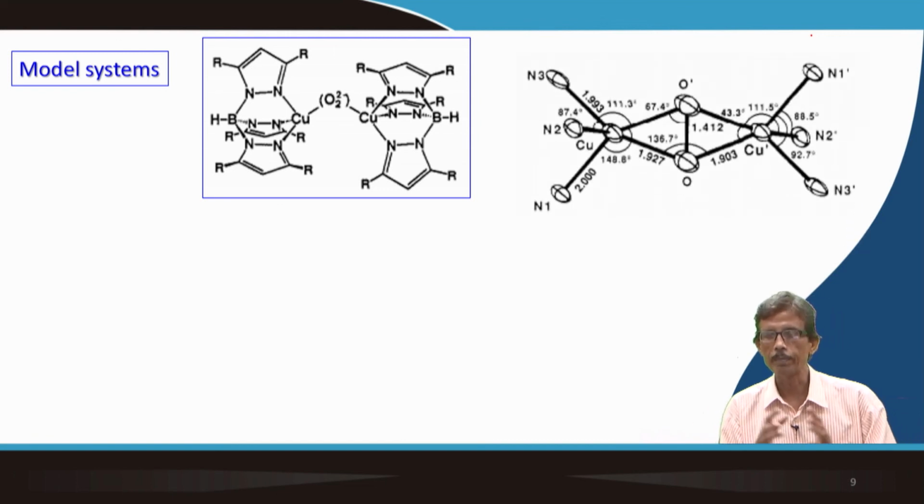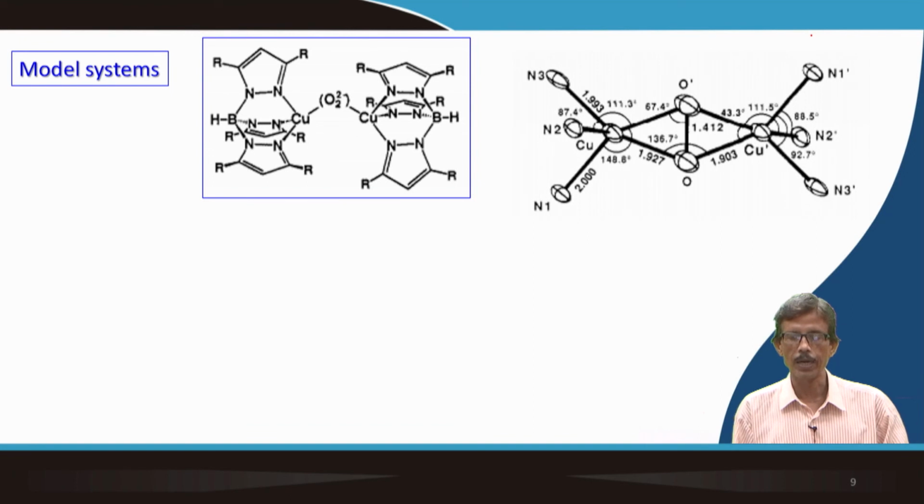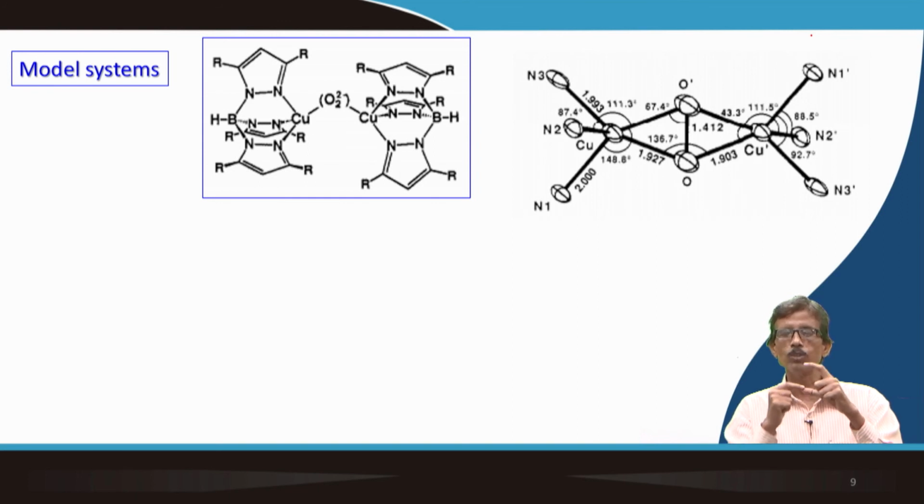So, the metric parameters, the bond distances and bond angles, have been taken directly from that paper of Kitajima, JACS 92. So, that structure basically gives us the orientation. You see that 3 bonds are coming from this side and the other 3 from the other side. So, in between you have the O-O. So, you can have the corresponding O-O distance. The O-O linkage you see is 1.412 angstrom.